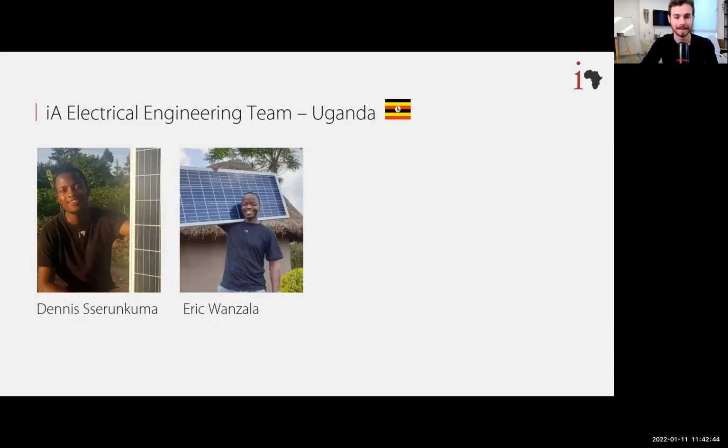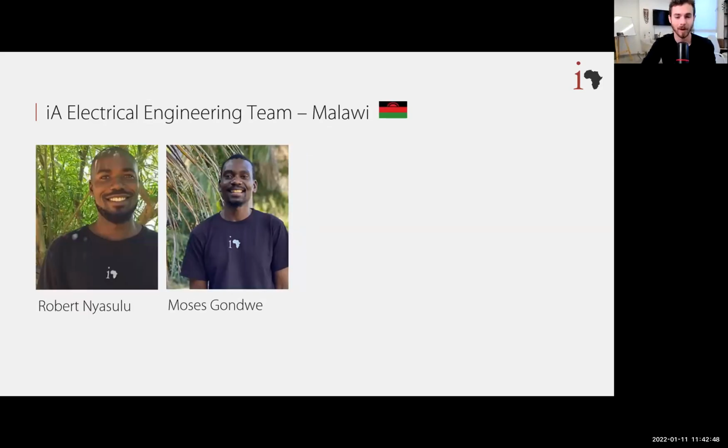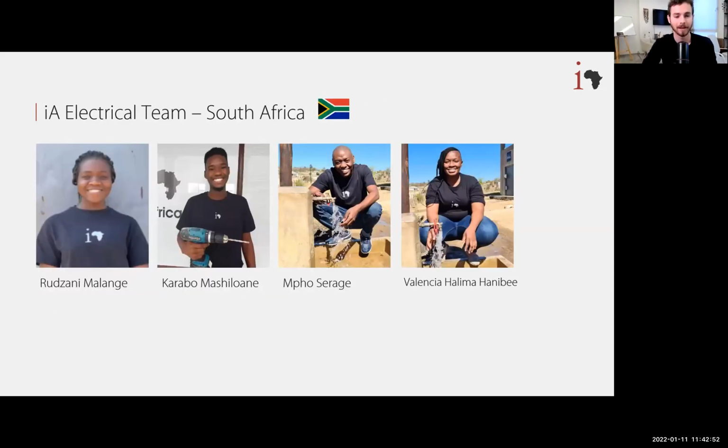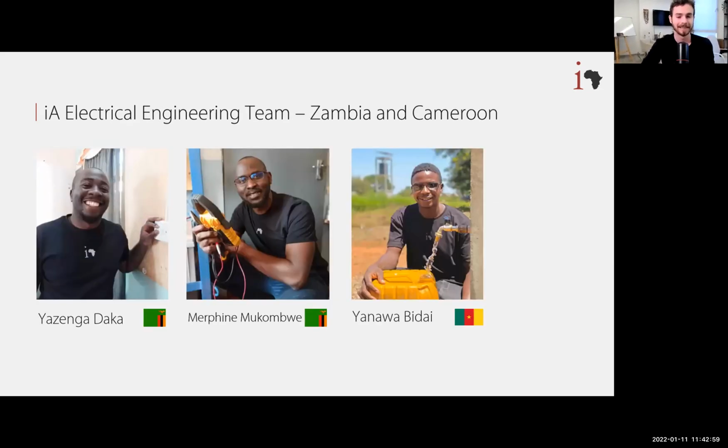This is our Uganda team, Dennis and Eric. Malawi, Robert and Moses with the great joke. We have South Africa, Rudzani, Karabo, Amfo, Valencia. Zambia, Yazenga and Murfin, and Cameroon, Yanawa Bidai.